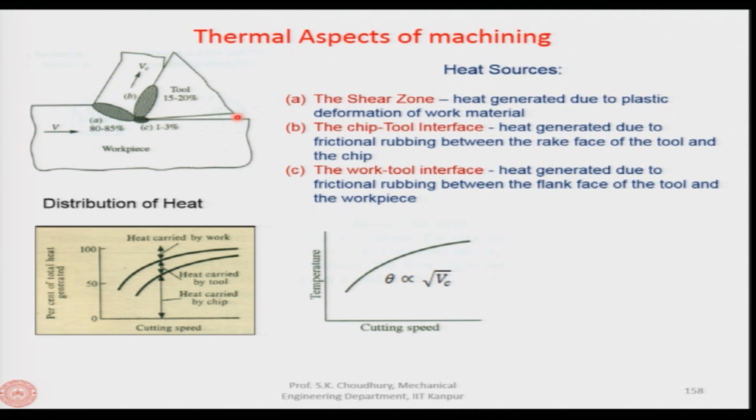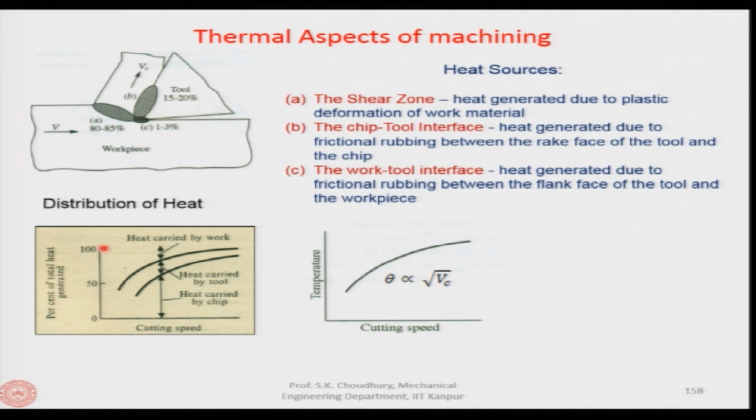Now, earlier also we have discussed that when the cutting velocity or cutting speed increases, then the temperature increases non-linearly. Okay. So, theta is proportional to root over Vc. So, therefore, when the cutting speed is increasing, the heat increases. Along the y axis, we have the percent of total heat generated due to the machining. Okay. So, total heat, meaning that this is due to plastic deformation, due to the friction between the chip and the rake face of the tool, and in this zone, that is the flank face and the machined surface.